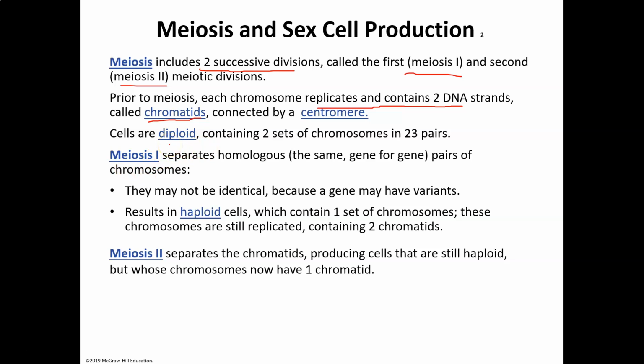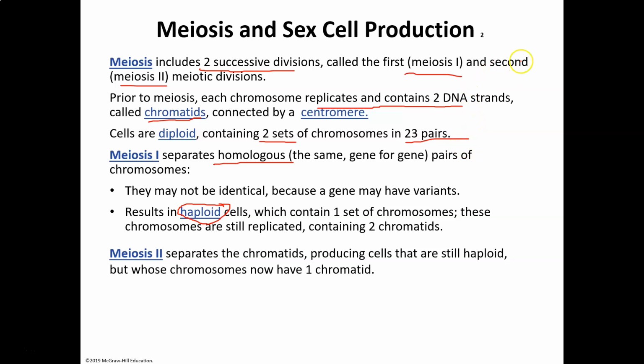Those cells are diploid cells, right? Because you have two sets of chromosomes in 23 pairs. In meiosis 1, you separate the homologs. If you separate the homologs, then you have what are referred to as haploid cells. A diploid cell has two homologous chromosomes in the same cell together. You don't get that out of meiosis 1. What you get is the homologous pairs separate. So they're called haploid cells.